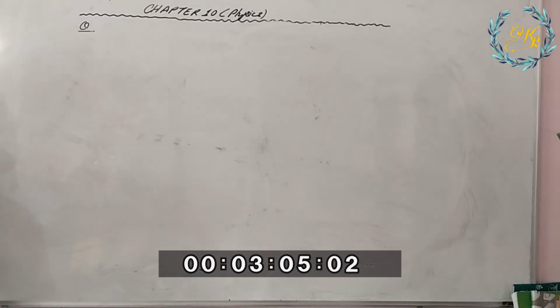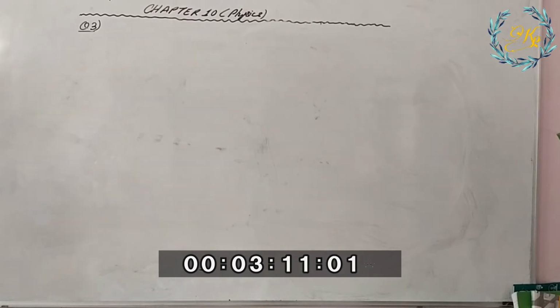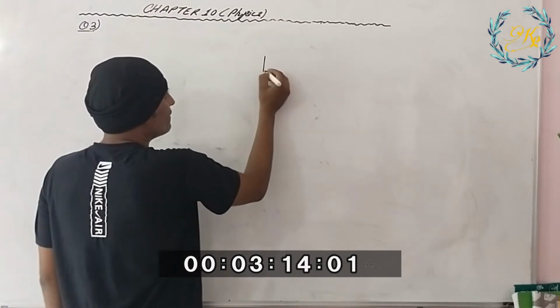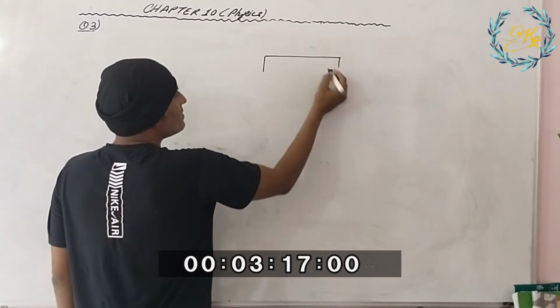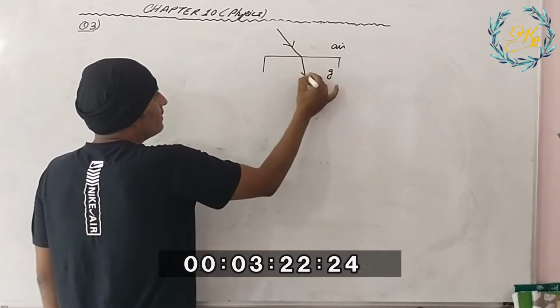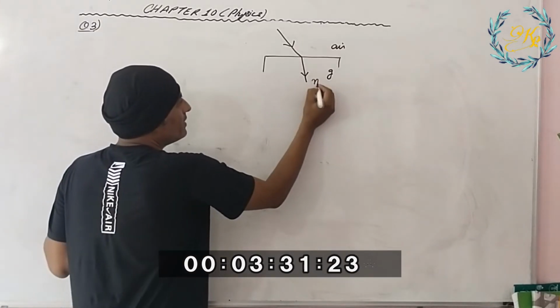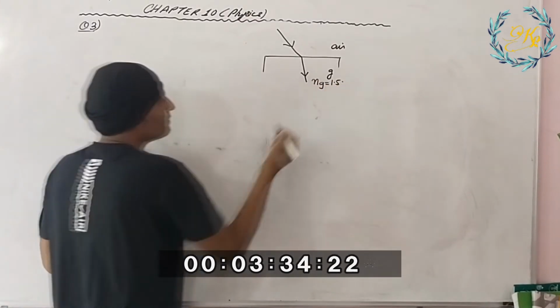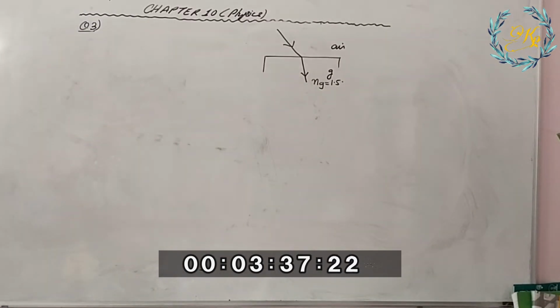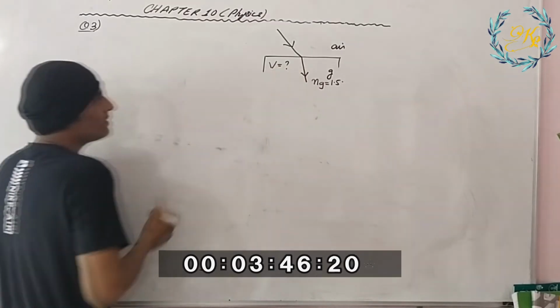In the intext question on page 176, we are given another sum. In the sum, we are given that light enters from air to glass. So let's draw the figure first. This is glass, that is air. Light enters from air to glass. What else is given to us? Having refractive index 1.5. So we can see here that refractive index of glass is given as 1.5. Then we are asked what is the speed of light in the glass. They are asking us the value of v here, speed of light in glass.